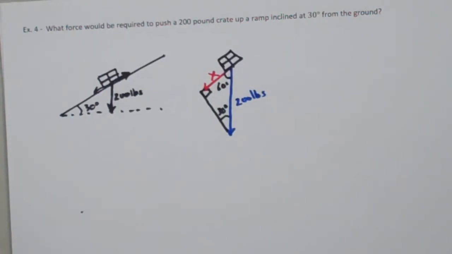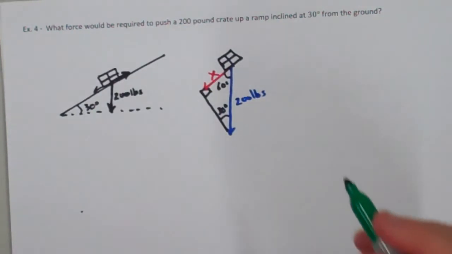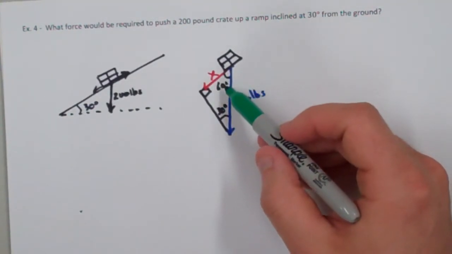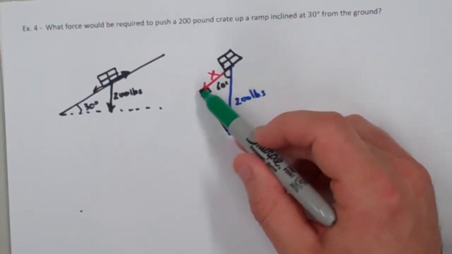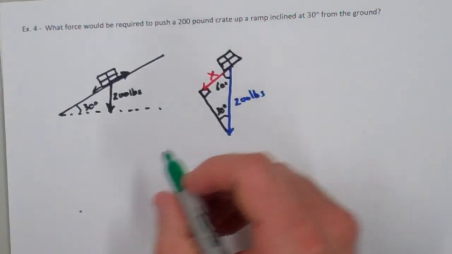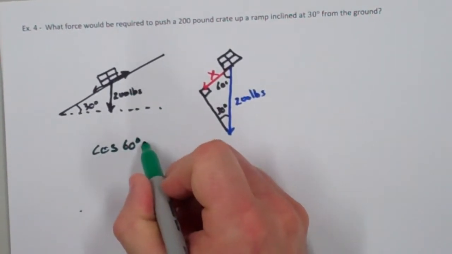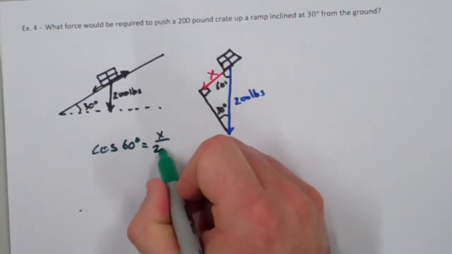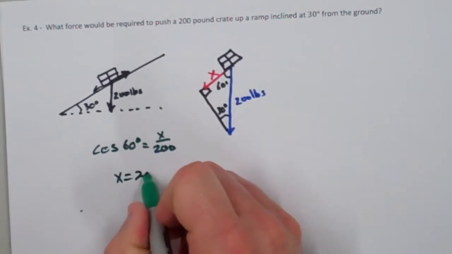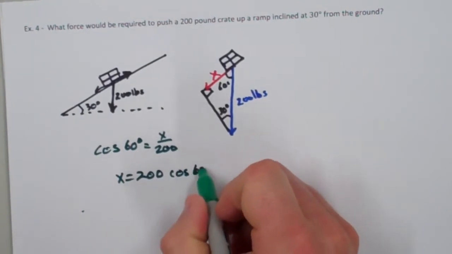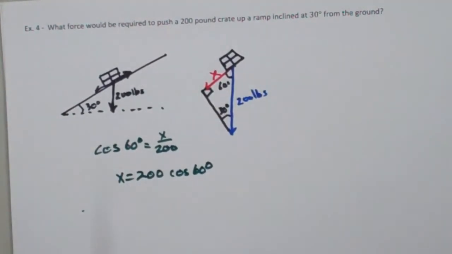It doesn't really matter which one you use, but it will affect your choice of whether you're going to use cosine or sine. So if we want to figure the answer out, we need to set up a trigonometric function to find this. If we use 60 degrees, we have the adjacent side and then the hypotenuse. So using 60 degrees, this would be the cosine of 60 equals x over 200. So x will be 200 times the cosine of 60 degrees.